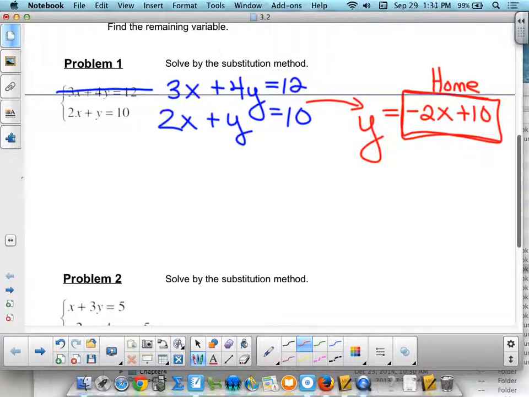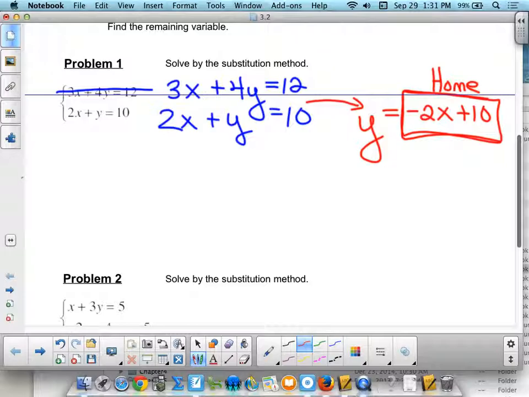So at the end of this problem, where are you going to go? You're going right back to this box, because you're going to know what x is. And when you know what x is, you stick it right there, take it times negative 2, add 10, and you get the y value. You'll come back here later, I promise.